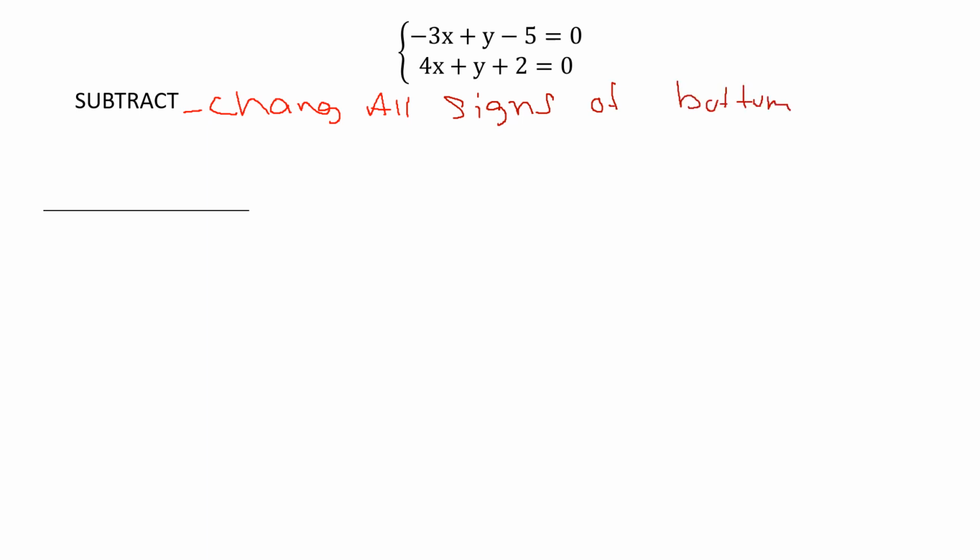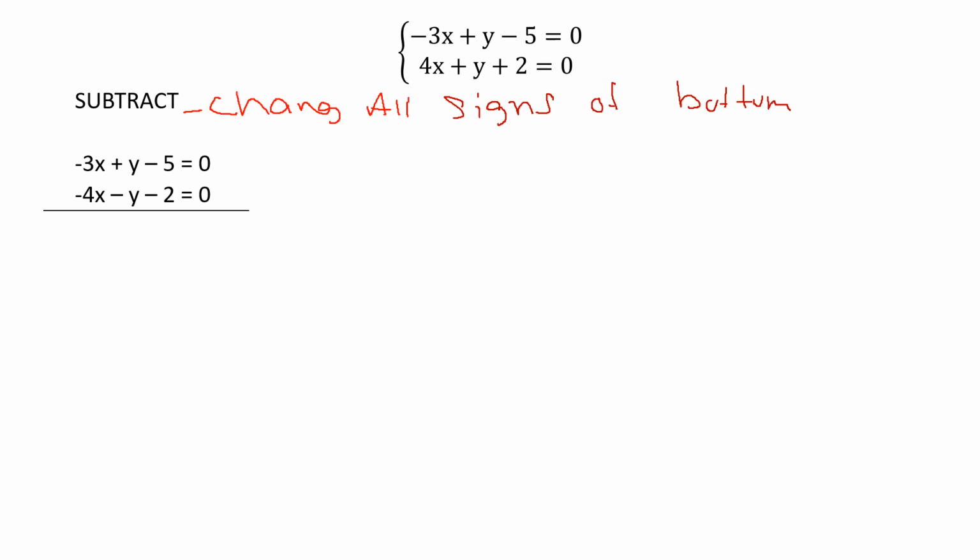And I did realize I changed reds there. So our top equation stays exactly the same. The top equation stayed negative 3x plus y minus 5. But my bottom equation, because I'm subtracting, I'm going to change all my signs. My plus 4x, or my understood plus 4x, became minus. My plus y became minus. My plus 2 became minus. So I've changed all the signs of my bottom equation.